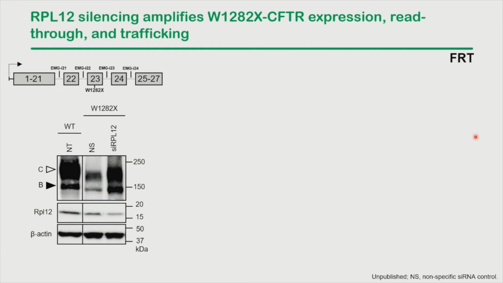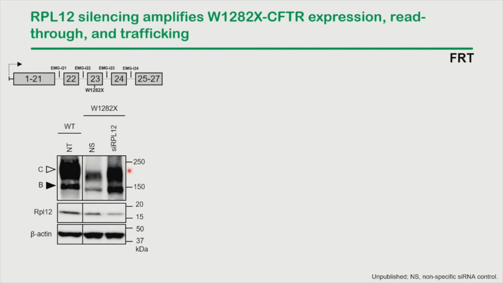And so to do this work, we initially constructed, with the help of Eric Sorscher's group and Zhang Hong and Andras Rob, FRT cells that stably express W1282X that encodes exon mini genes, or in other words, introns that are inserted around the exon affected, that's encoding the variant of interest. And so compared to wild-type CFTR, you can see that W1282X does produce a truncated band B and band C.